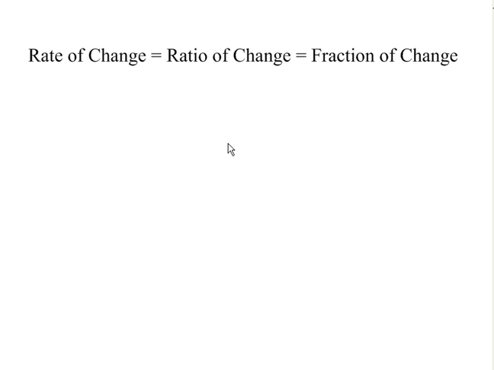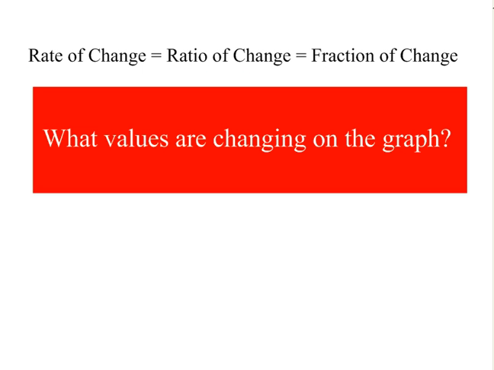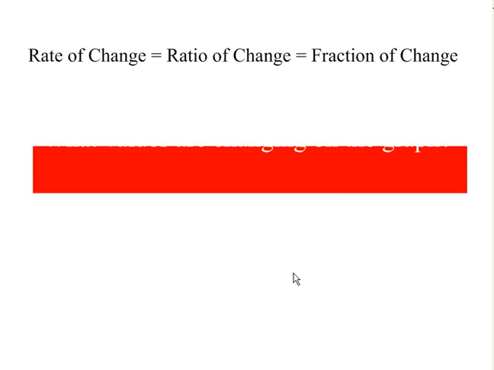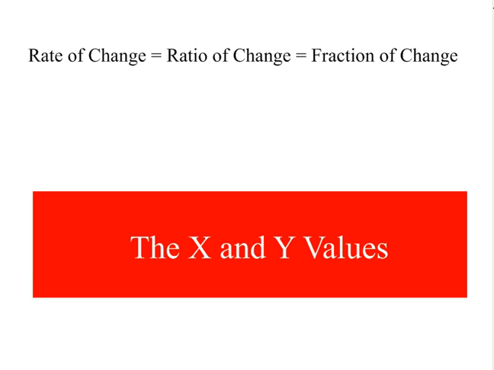So when we look at rate of change, we know it means the same as a ratio of change or a fraction of change. So we need to know that the words rate, ratio, and fraction all mean the same thing. We're looking for a number that's a fraction that will show us the change. What are the changes? And when we take a look at the changes, what values are changing on those graphs? Well, the values that are changing on the graphs are the x and the y values. That's what's changing, and we're recording those changes.